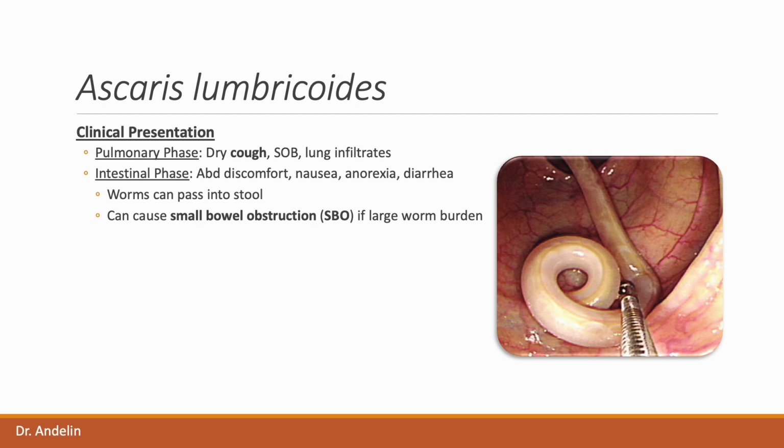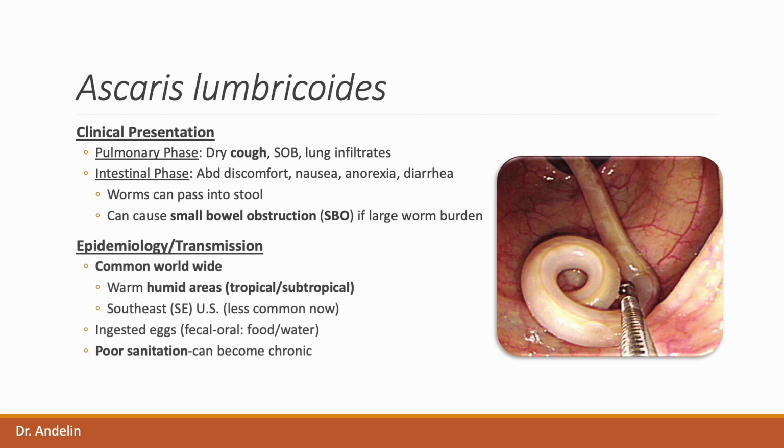If they have a significantly large worm burden in their intestines, it can actually lead to a small bowel obstruction. So another way you may see this patient present in a case is a patient who migrated from an area where Ascaris lumbricoides is endemic and then presenting with a small bowel obstruction. It's the most common intestinal helminth worldwide and is common in humid, tropical, and subtropical areas.